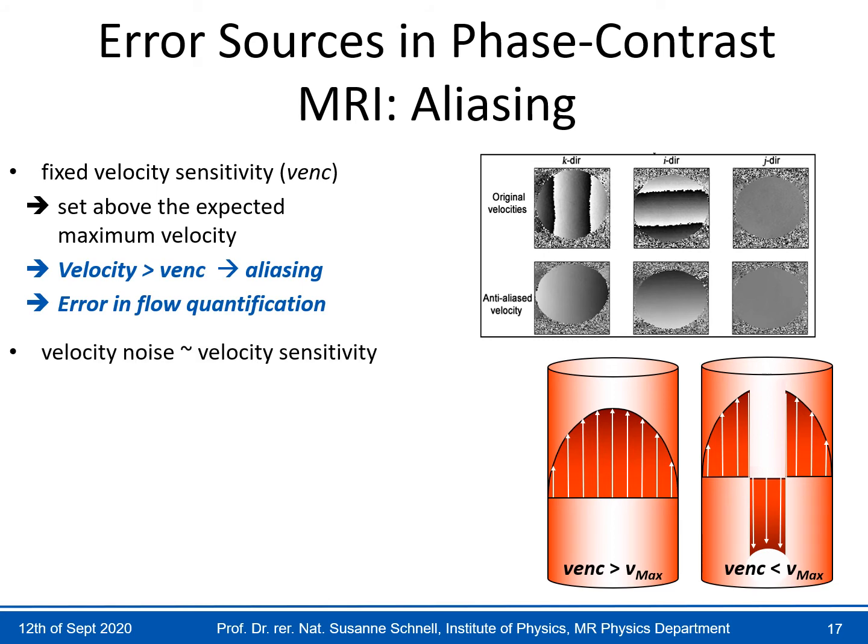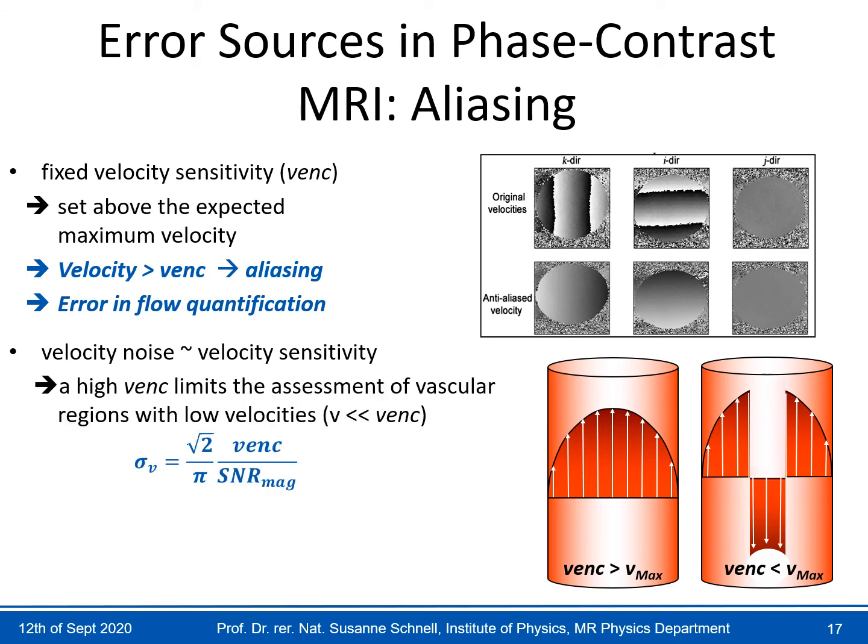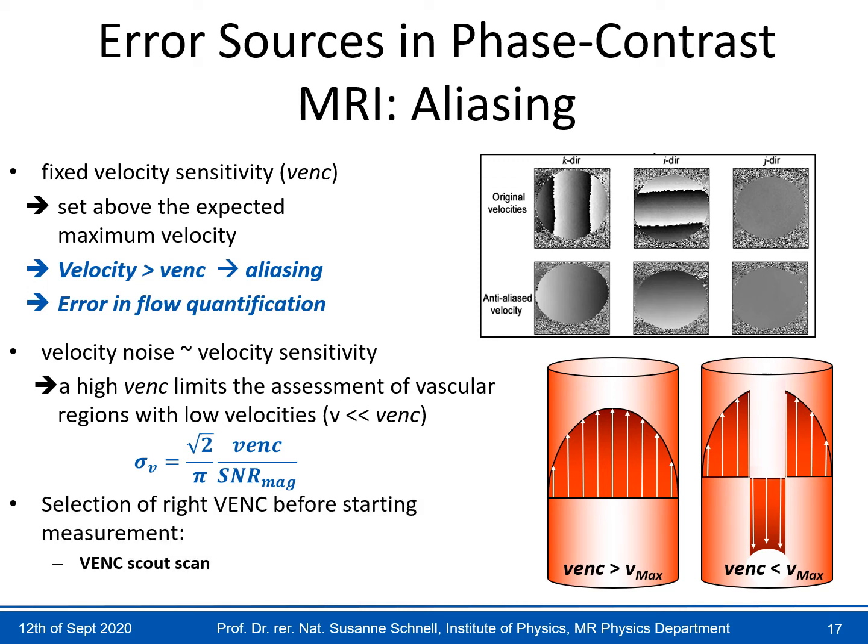We can also not just set our VENC to an arbitrarily high value, because the VENC also is inversely proportional to noise. It can be seen here in this formula that noise, VENC, and SNR are related. What one can do is go into the acquisition in an informed manner. So you could, for example, run a VENC scout to find out what velocities you can expect, or you take information from a previously acquired ultrasound or echo.